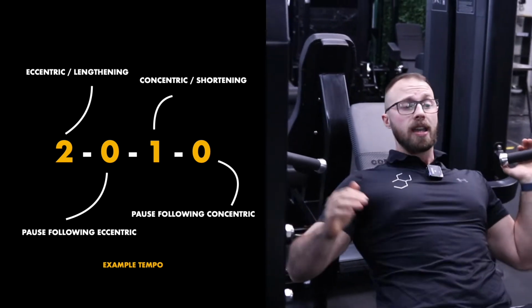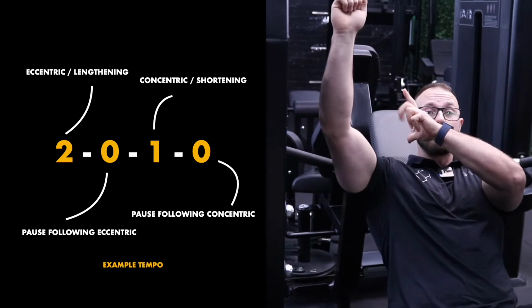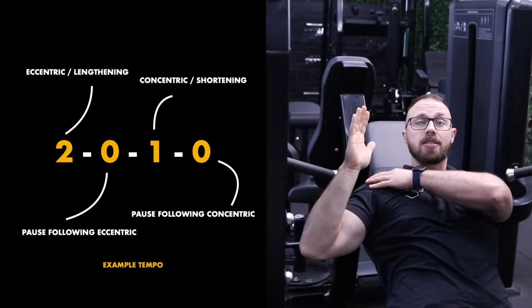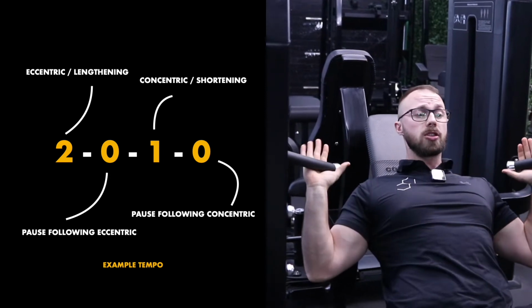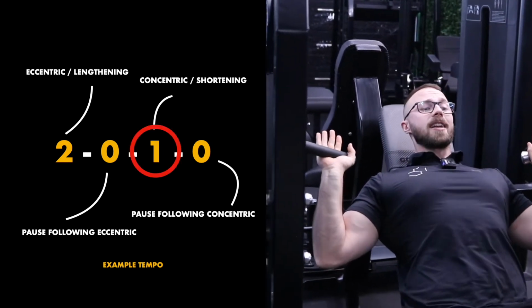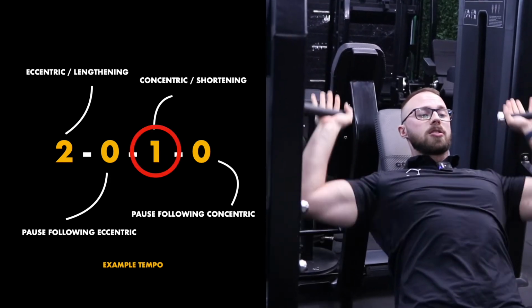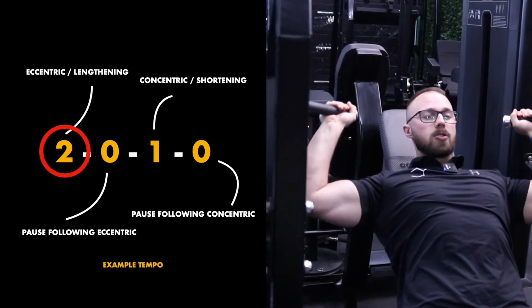So what it's going to look like, so with my delt here, as I push up, I'm going to be shortening it, so that's going to be our concentric. As I come down, the delt lengthens, so it's going to be my eccentric. So if it's a 2-0-1-0, we're going to be looking at 1 second up. We're going to be going straight into a 2 second eccentric because I've got no pauses. 1 second up, 2 seconds down.